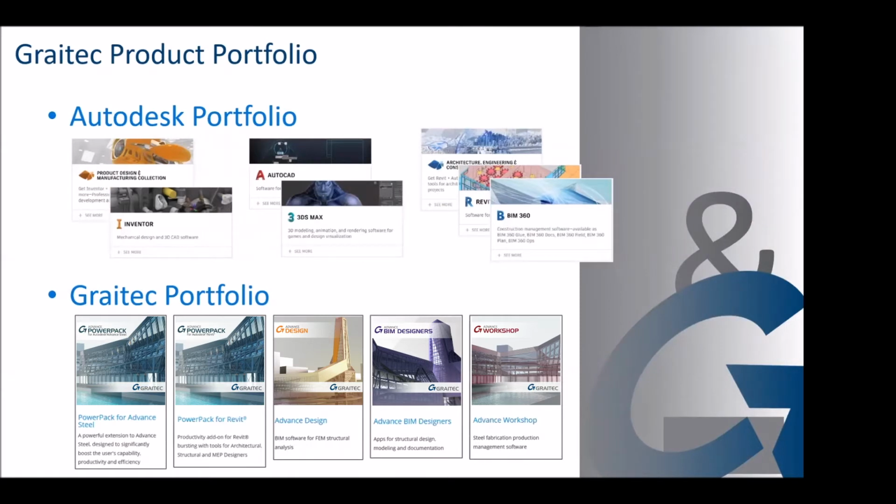So as you'll see from today's webinar, this is what we're all about. We obviously cover the Autodesk portfolio. Today we're focusing on the Product Design and Manufacturing collection. And we've also got Graitec products. So for example, anyone who gets their Inventor subscription through Graitec will have access to our Inventor Power Pack. If you subscribe to Revit through us, you'll have access to our Power Pack for Revit. And as you can see at the bottom, we also have a number of other products as well.